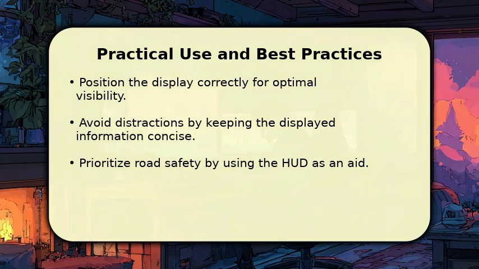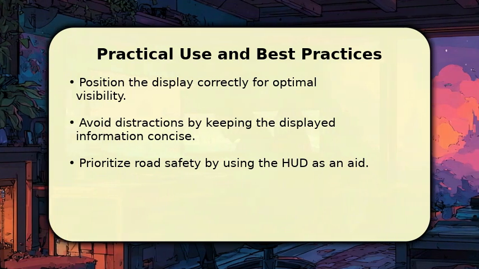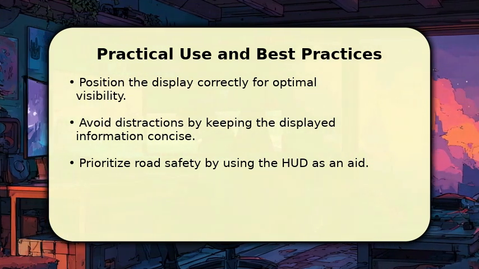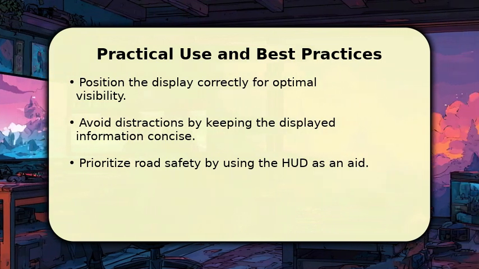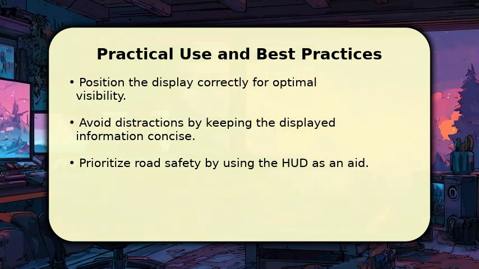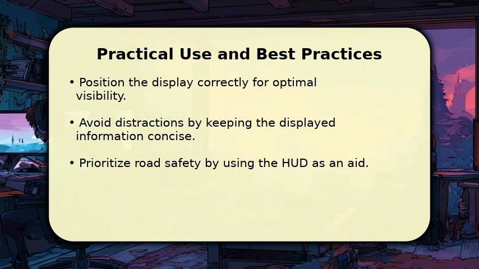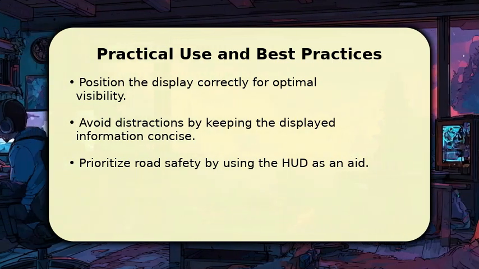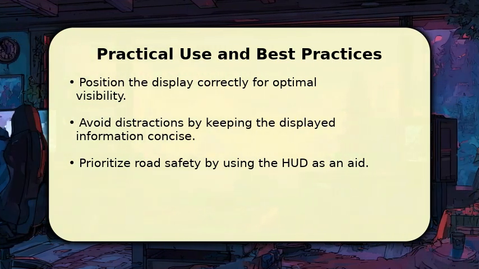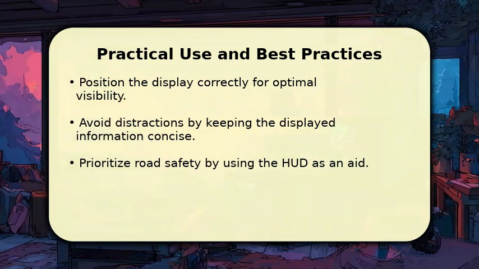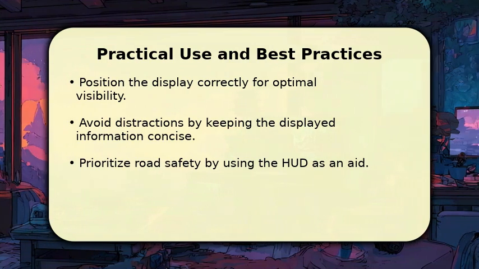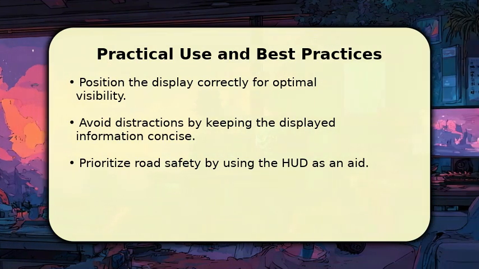of sight, ideally appearing about 2 meters in front of the vehicle. Initially, keep the displayed information minimal, gradually adding more data as you become comfortable with its presentation. Always prioritize road safety, using the HUD as a helpful aid, not a primary focus. A quick glance should provide all the information you need, without diverting your attention significantly from the road.